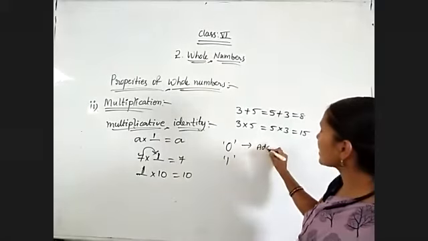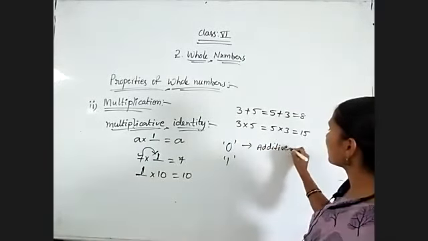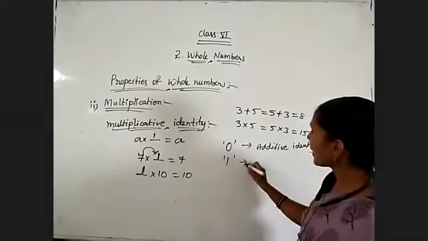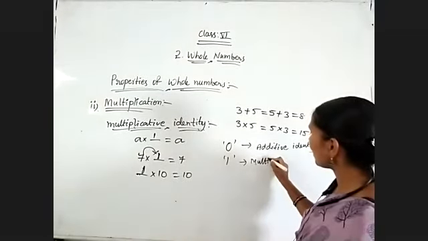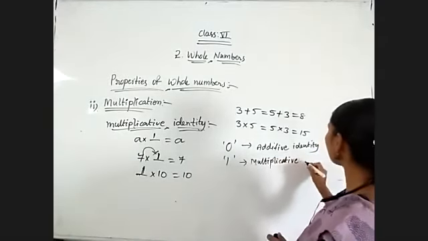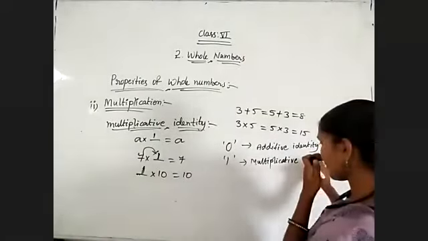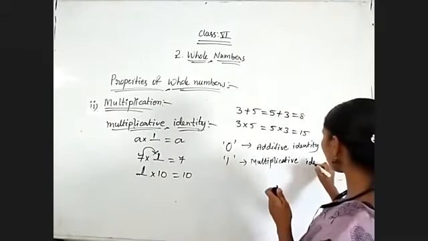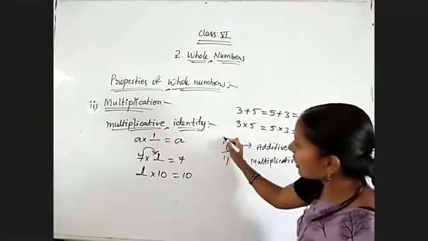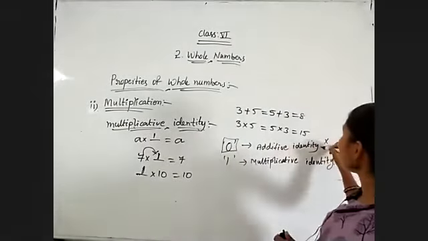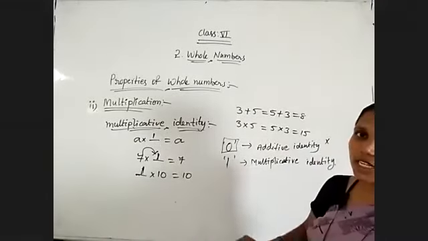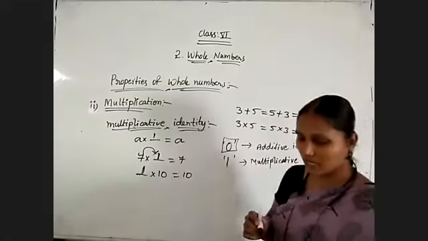Additive identity is 0 and multiplicative identity is 1 for whole numbers. And coming to the natural numbers, in natural numbers we won't have 0. That means additive identity is not there for natural numbers. So 1 is the only multiplicative identity for natural numbers also.